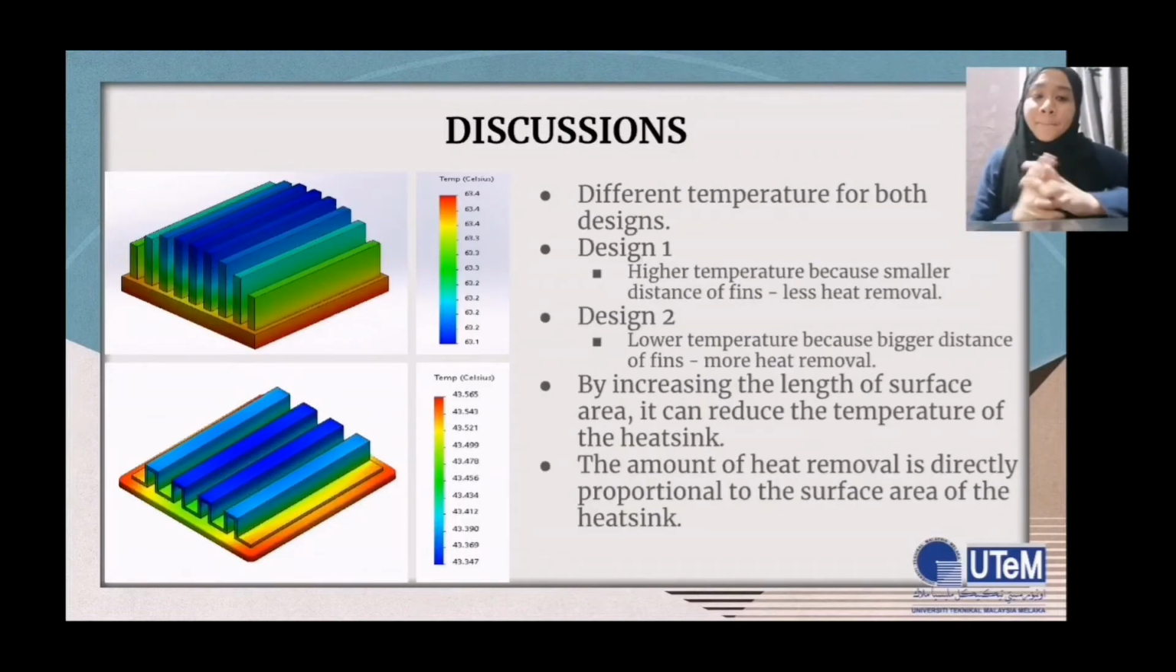Next, they have different temperatures for both designs. Design 1 has a higher temperature because it has a smaller distance between fins, which makes for less heat removal. Design 2 has a lower temperature because it has a bigger distance between fins, which makes for more heat removal. So we can conclude that by increasing the surface area, the temperature of the heat sink can be reduced. The amount of heat removal is directly proportional to the surface area of the heat sink.